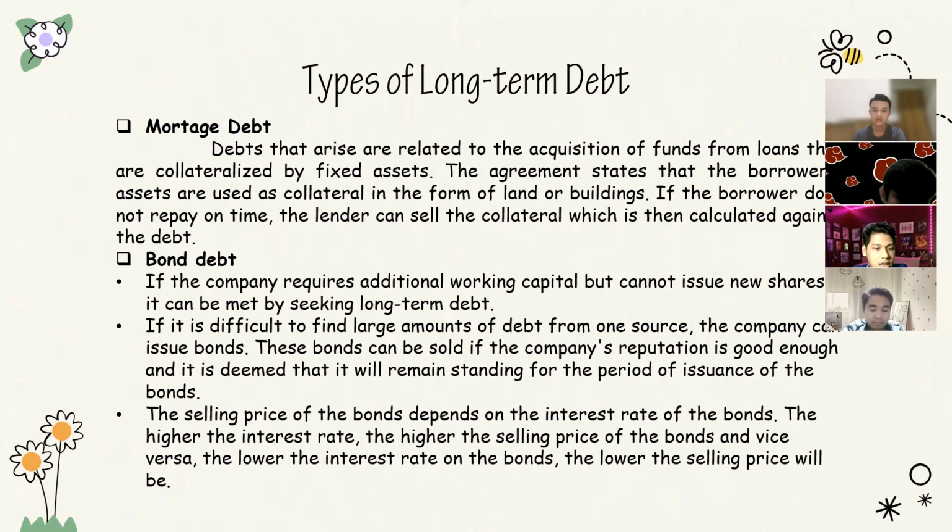And the next, the selling price of the bonds depends on the interest rate of the bonds. The higher the interest rate, the higher the selling price of the bonds, and vice versa. The lower the interest rate on the bonds, the lower the selling price will be.